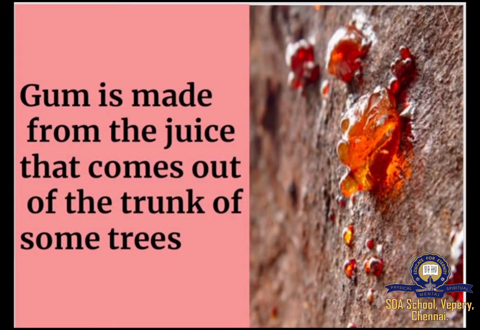Next, gum. What we are using, gum, Fevicol or Feviquick, whatever it is, that is also made from the juice that comes out of the trunk of some trees. Some trees produce gum. They excrete gum from the trunks. So gum is also made from the juice that comes out of the trunk of some trees. So paper, rubber and gum are also made from the plants.